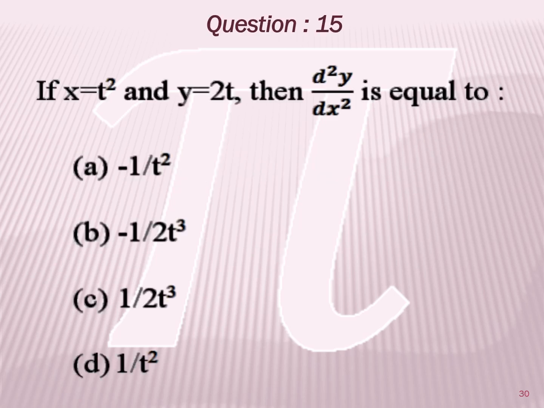If x is equal to t square and y is equal to 2t, then d2y by dx square is equal to, all options are shown on your screen.